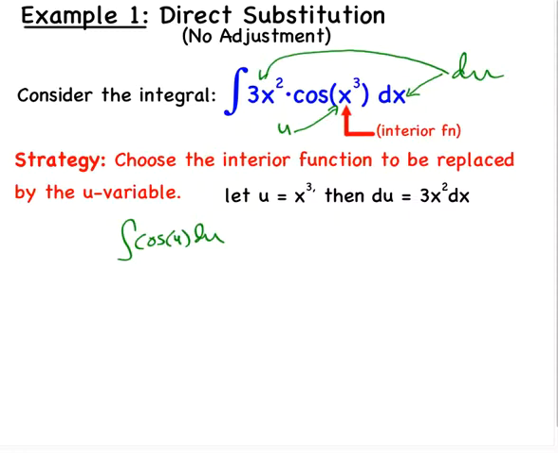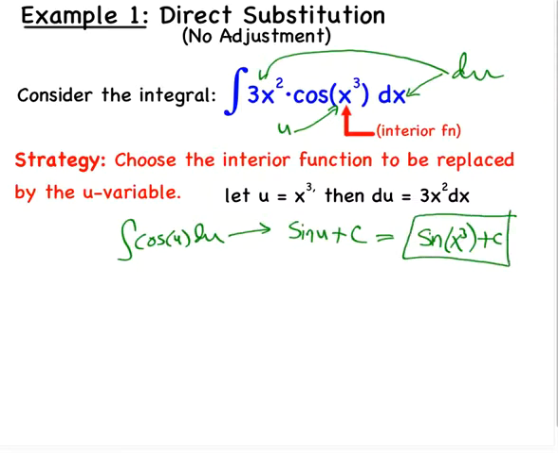And again, the purpose of u substitution is to simplify the integral to a basic antiderivative rule that we know. And we know the antiderivative of cosine, and that's going to give us sine u plus c. Once again, this is the answer in terms of the u variable. We want to return it to its original variable. So we replace u with x cubed. Our final answer is sine of x cubed plus c.